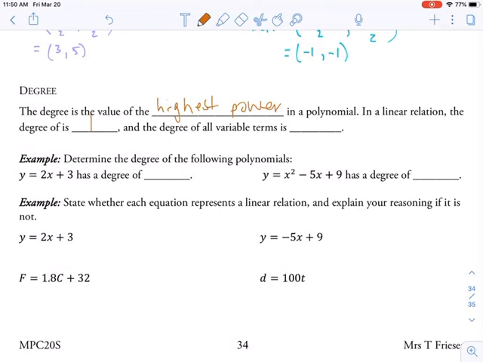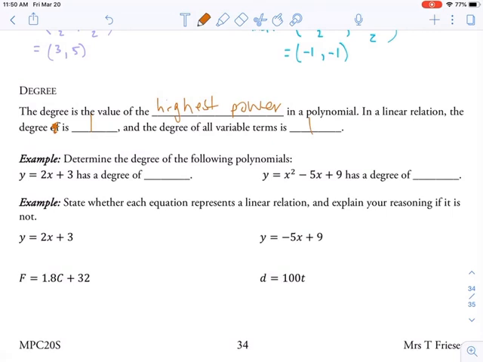The degree of it is 1, and the degree of all variable terms is also 1. Okay, I think I made a typo here. That's why I just paused. That doesn't make sense. What I'm trying to say is that in a linear relation, the degree is 1. So you can just cross off that "of." That's not supposed to be there. And the degree of all the variable terms is 1.